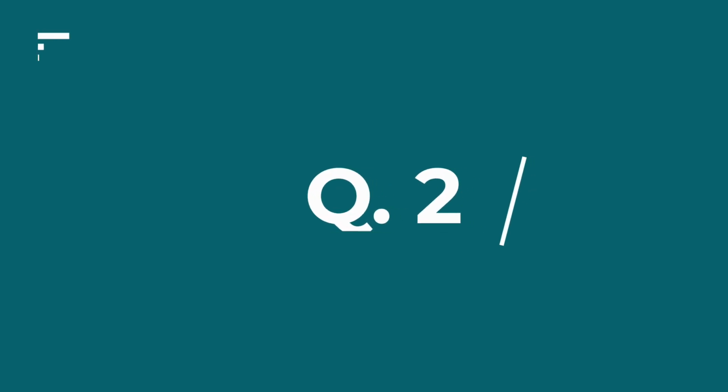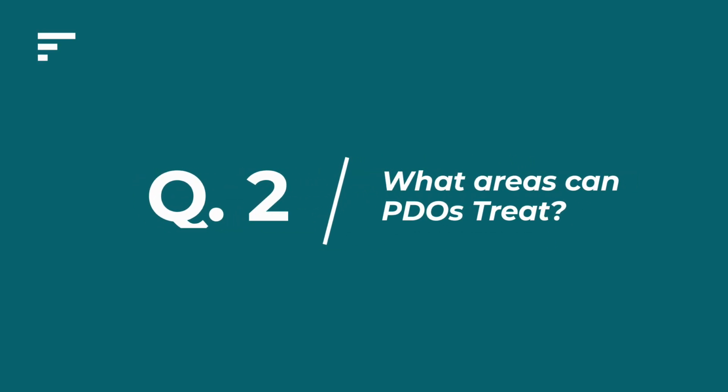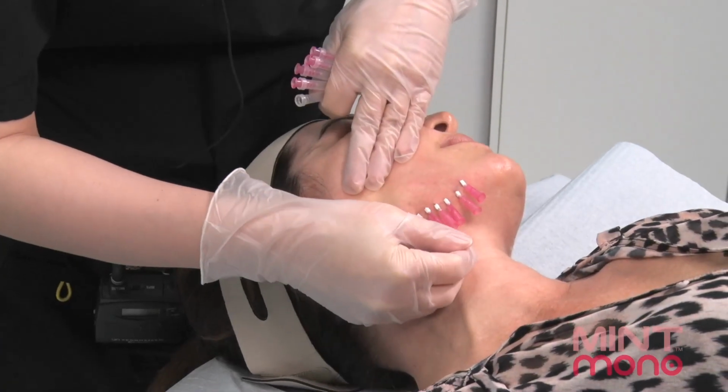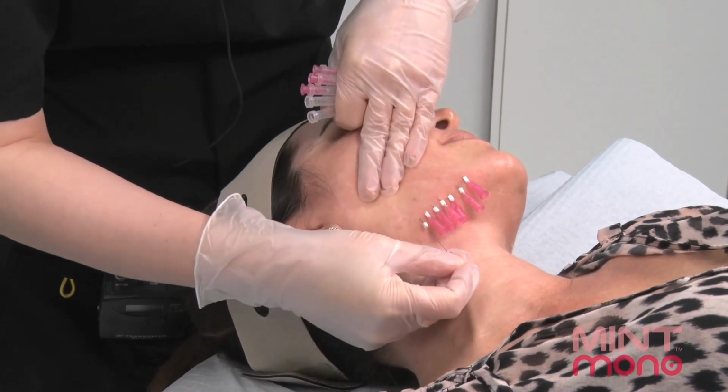So first of all, what areas of concern can monofilament PDOs treat? Firstly, they can treat around the marionette lines over here. They can decrease the amount of jowling. It can help firm up the jawline and treat the neck. So most of all, dermatologists employ that usually in the lower 1/3 of the face. In other words, from here down.